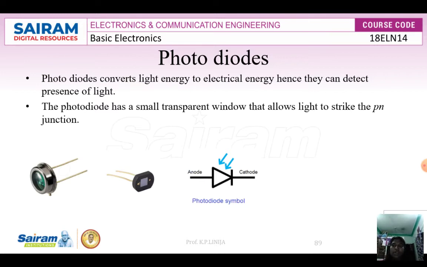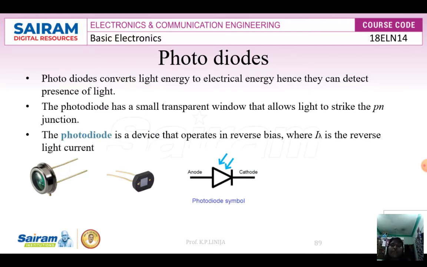Now this photodiode has a very transparent window. It will allow the light to strike the PN junction. Okay. Now if you see the photodiode which acts in reverse bias, there is I lambda, which is the reverse light current. Okay. How does it happen? See, in the construction, the glass lens is fixed over the junction, through which the light will be incident on the junction.